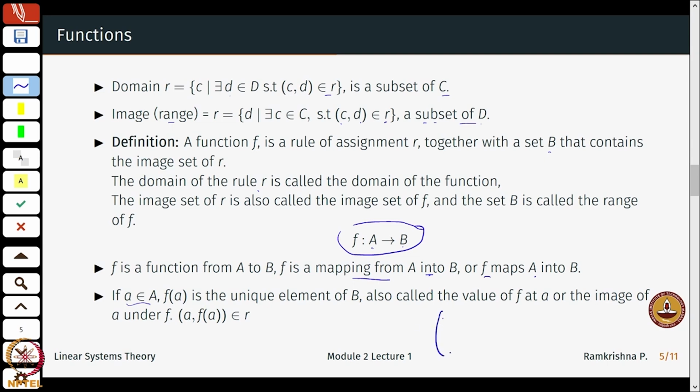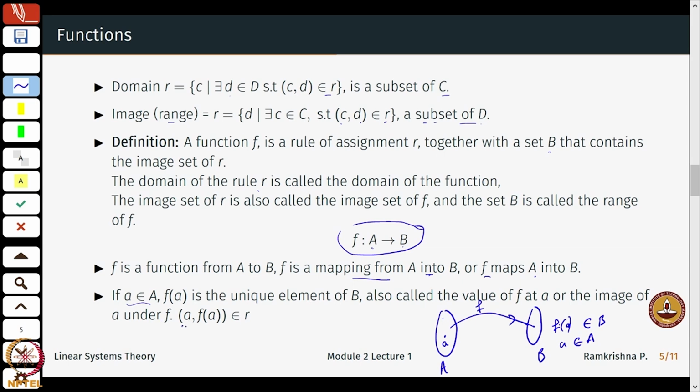So if I just draw a little picture, I have a here, a little element of A, which under the function f maps to some point f of a. So f of a is in B, a is an element of A. So this should be unique. f of a is the unique element of B, and in some sense is also called the value of the function f at the point a, or the image of a under f.